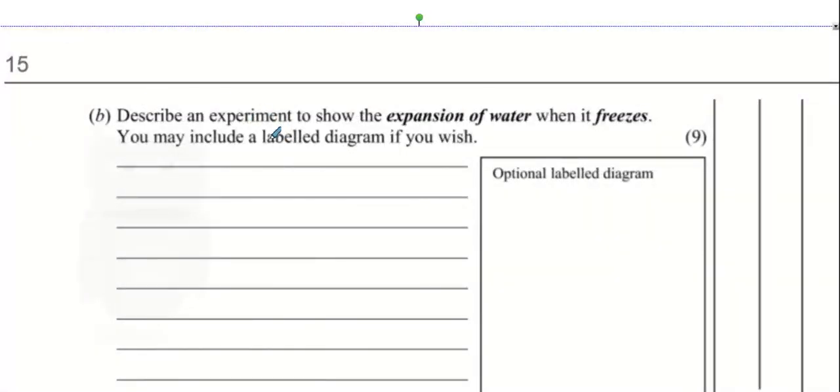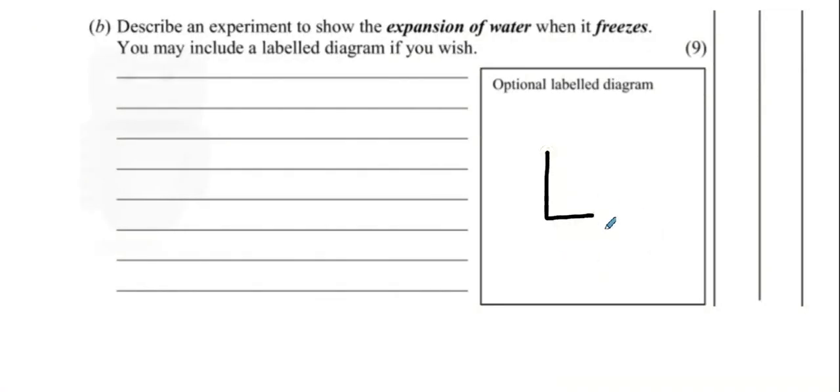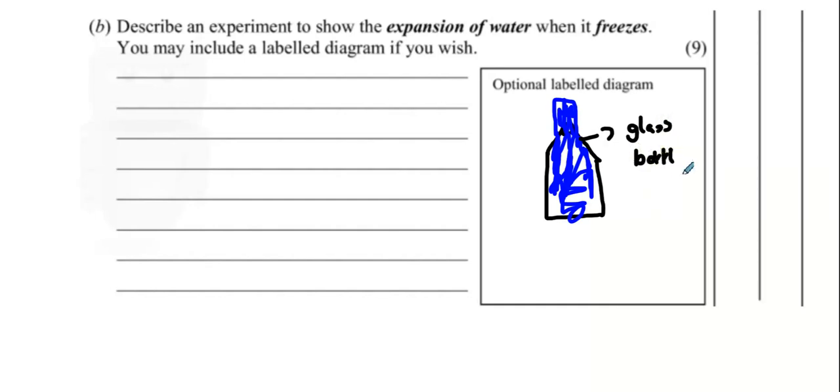Describe an experiment to show the expansion of water when it freezes. Okay, so what you can do is you can get a glass bottle. You're not to do this at home, by the way, because the bottle will break and there will be broken glass. You fill it full of water. That is the world's worst bottle. Oh, there we go, a bit better. So it says glass bottle filled with water. Okay, and then you put it into a freezer.